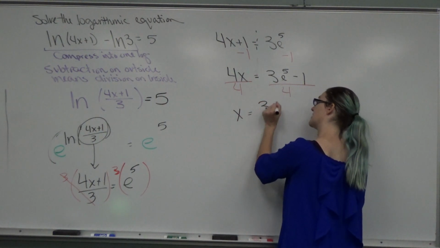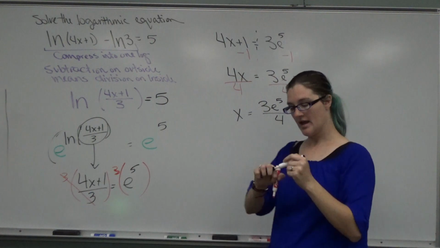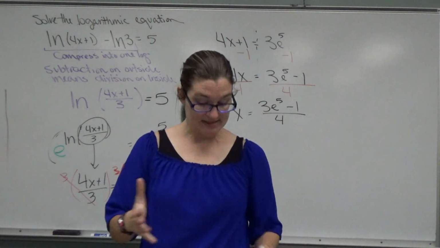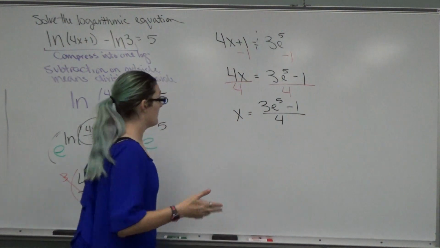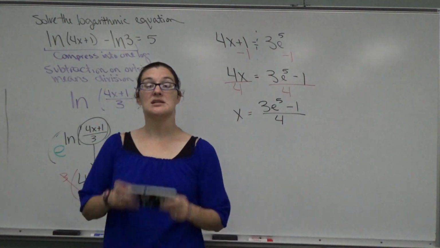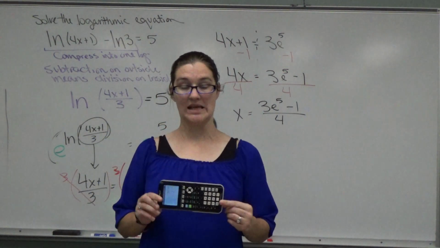X equals 3e to the 5th minus 1 divided by 4. Now if you want, you can break that fraction up into 2 pieces. That's allowed. Or you can just go ahead and type it into the calculator like this. It is very important though that you understand how your calculator thinks.